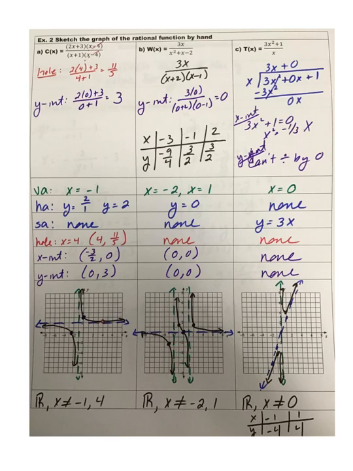All right, and again, we look at our vertical asymptotes and holes. Our domain is all real numbers, except x cannot equal -2 or 1.